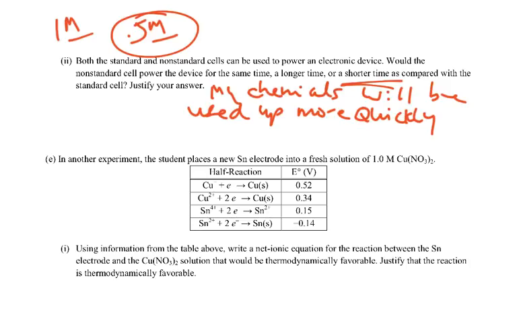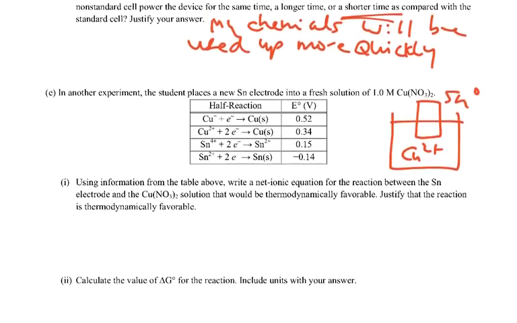In another experiment, a student places a new tin electrode in a fresh solution of copper. So I've got a solution here with copper 2+ ions. I'm going to put a piece of tin metal in there. Using the information in the table, write a net ionic equation for the reaction between tin and copper that would be thermodynamically favorable. Justify that the reaction is thermodynamically favorable.